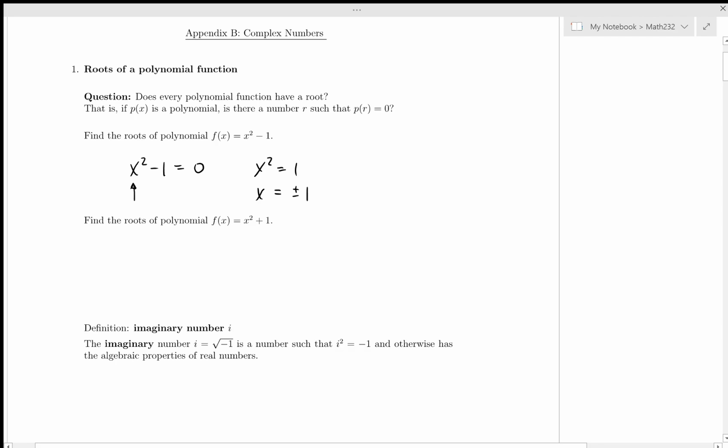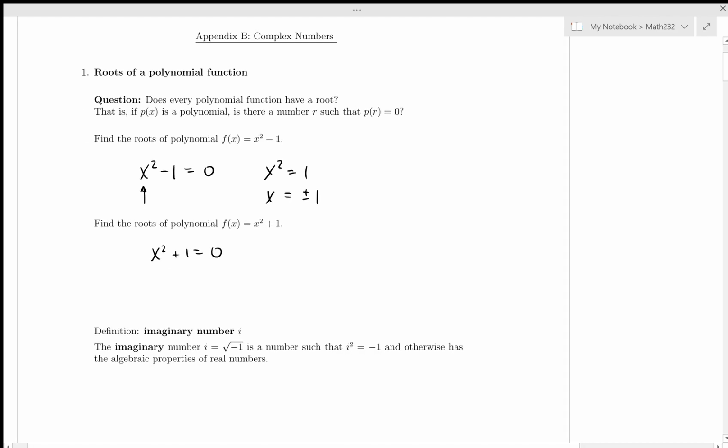Okay, so we try the exact same thing now with a different polynomial, x squared plus 1, not looking a whole lot different, only one sign change, and we ask the same question, x squared plus 1 equals 0. We solve for x squared, and we get x squared is minus 1, and so x is plus or minus the square root of minus 1. That's something you may or may not have seen before. Nothing is actually different than what I did before, except now we've got this minus 1 under the square root sign.